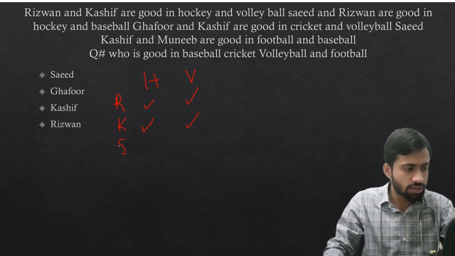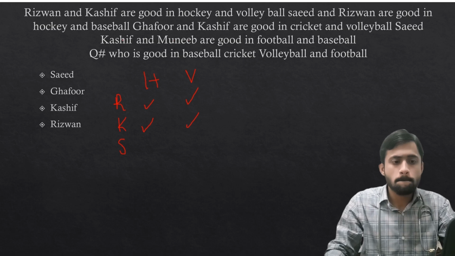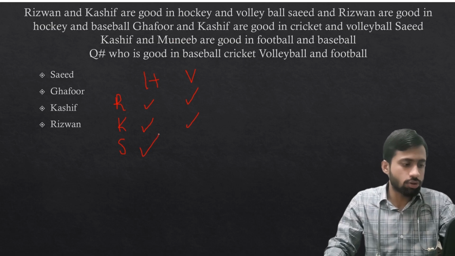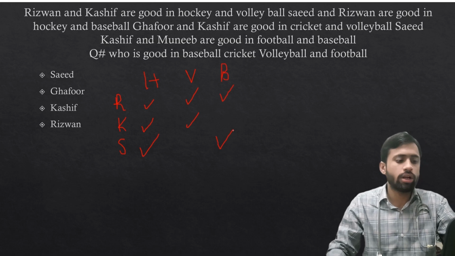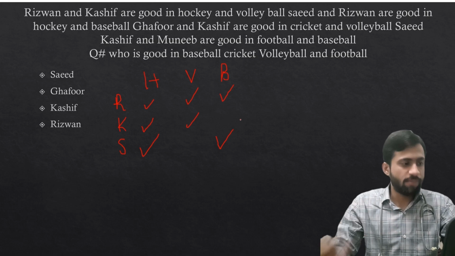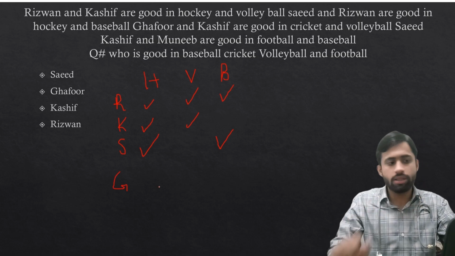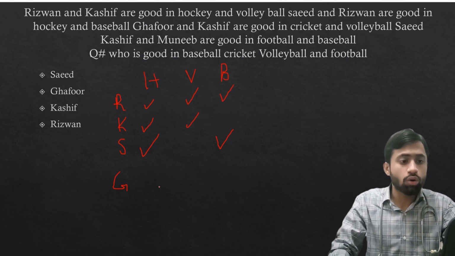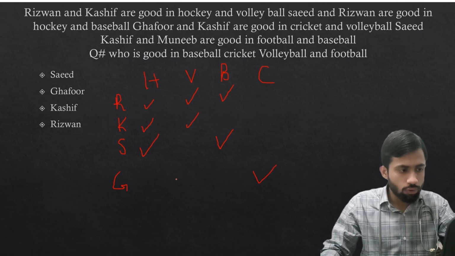Saeed and Rizwan are good in hockey and baseball. So for Saeed, R is written above. Rizwan and Saeed both are good in hockey and baseball. I am writing it down. Ghafoor, G for Ghafoor. Kashif is already written. Ghafoor and Kashif are good in cricket and volleyball. So C for cricket.